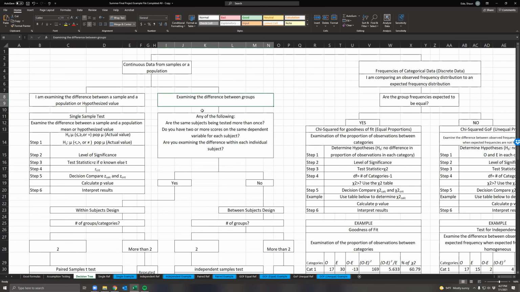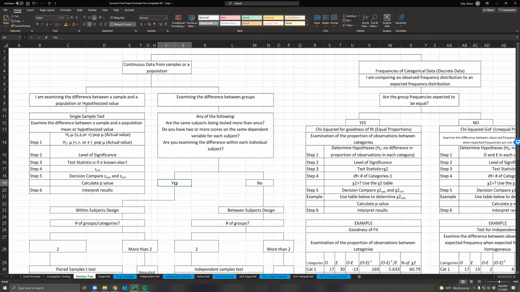And we are examining the difference between groups. And then any of the following, are any of the following true? Are the same subjects being tested more than once? Well, let's keep going. Do you have two or more scores on the same dependent variable for each subject? Or are you examining the difference within each individual subject? And so the thing that we have is we have the subjects being tested more than once. And we have them tested once going backwards and once going forward.